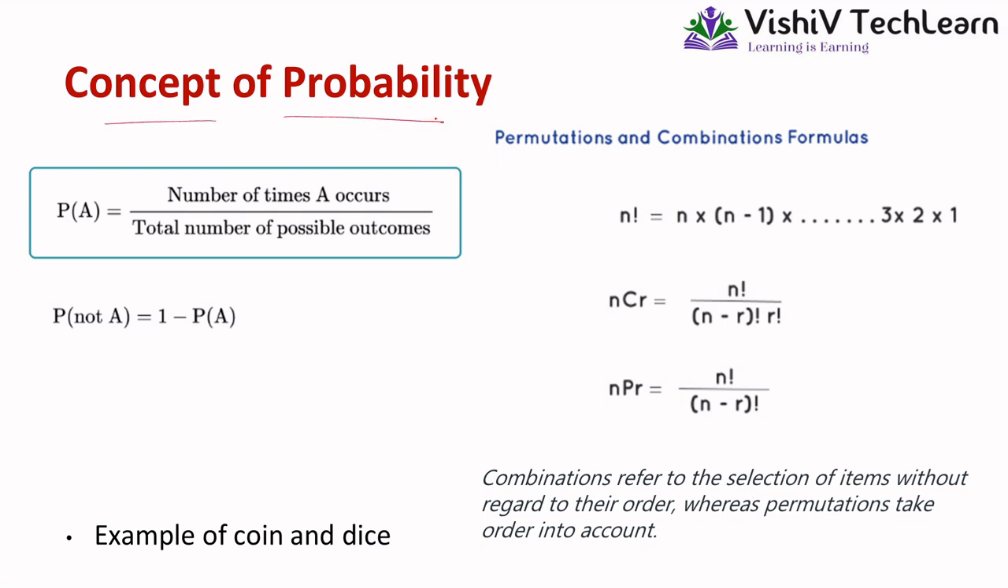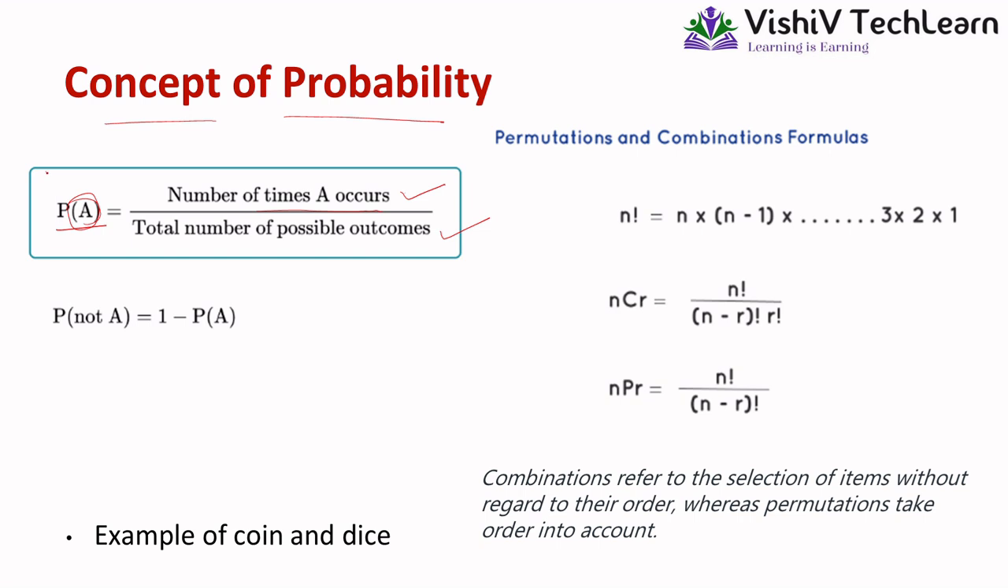Basically probability is the chance that the desired event will occur as compared to the total possible ways or outcomes. So here the formula is: probability of event A to occur is the number of times A may occur, the desired event, divided by the total possible outcomes.